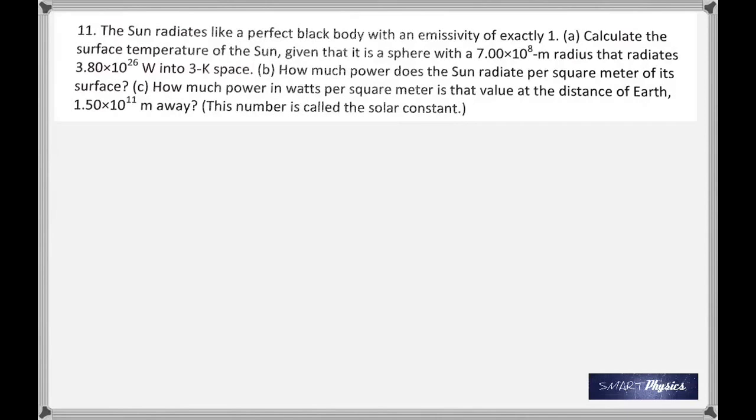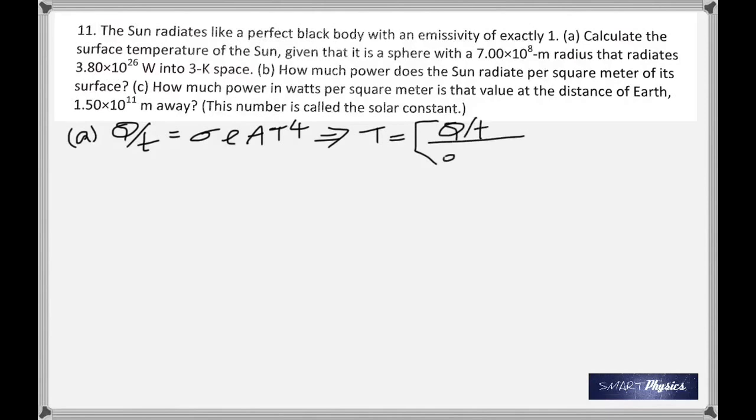Okay, this one, the sun radiates like a perfect black body with an emissivity of exactly 1. Calculate the temperature of the sun. I think I read the question one time. And here, we use the formula for radiation. Q by T is sigma E A T raised to 4. Make T the subject. You're going to have to take the 4th root, which will be written as raised to 1 by 4.